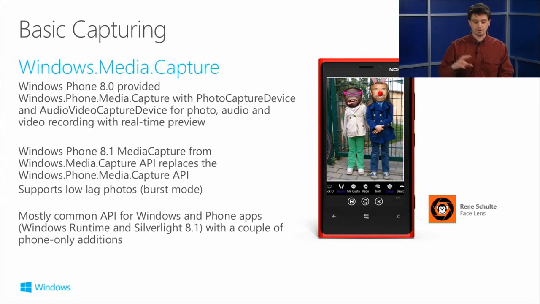And it's going to support our low lag videos of burst mode if we want to take a bunch of videos all at one time. And this is going to be the most common API. This is a mostly common API for Windows and Windows Phone. There are a couple phone-only additions because phones are acting more and more like cameras, and phones are certainly more like cameras than tablets tend to be.